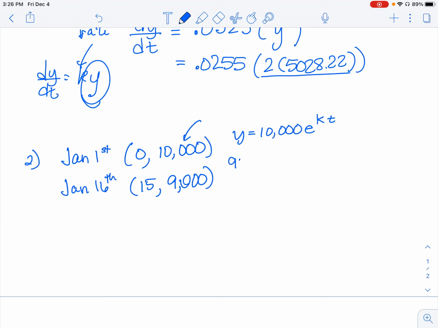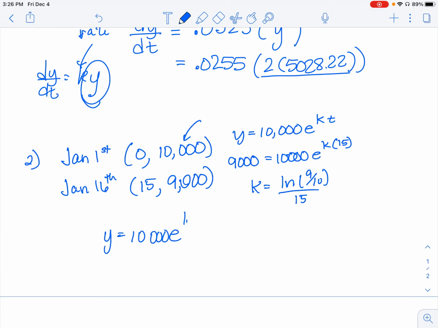So now I have 9,000 is equal to 10,000 e to the k, and that happened in 15 days. If I solve for k, k is going to be the natural log of 9/10 over 15. If you're struggling with that algebra, maybe you should show it. And so the answer to that would have been y equals 10,000 e to the natural log of 9/10 over 15 times t. That's what I was looking for.